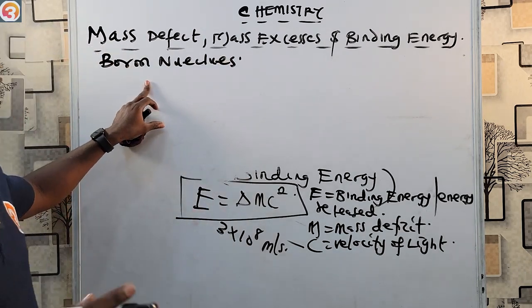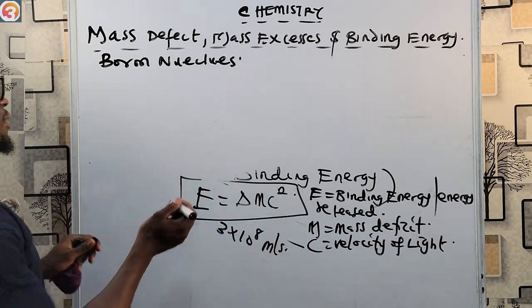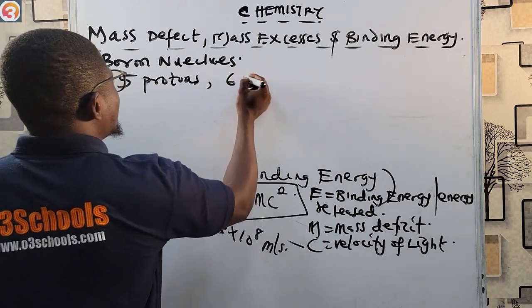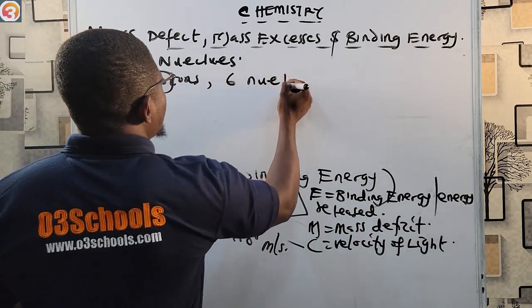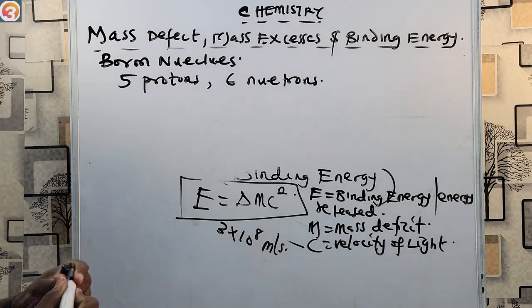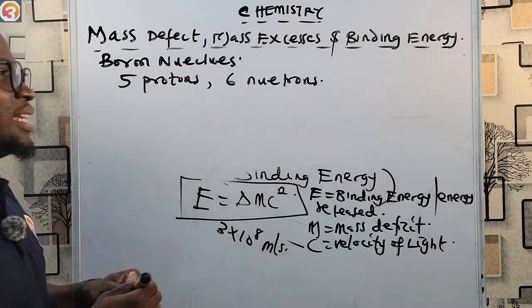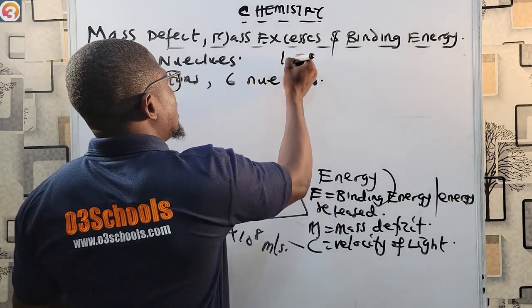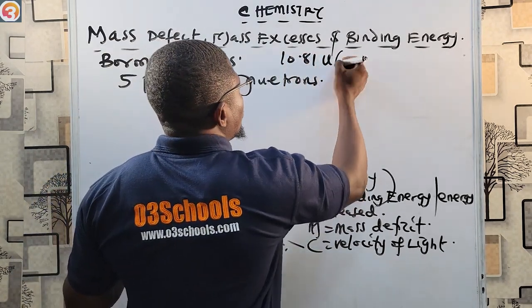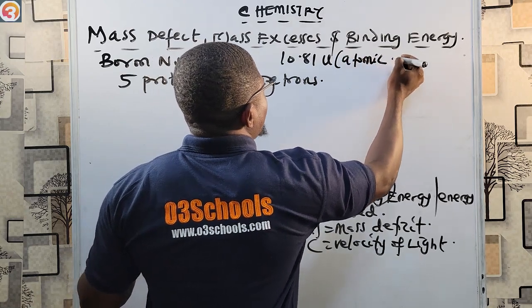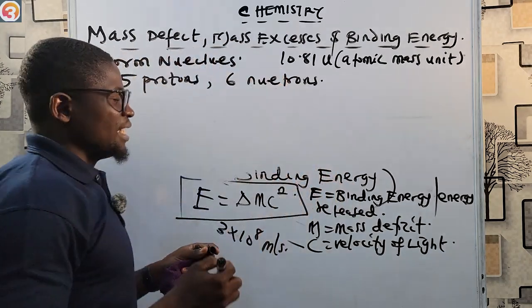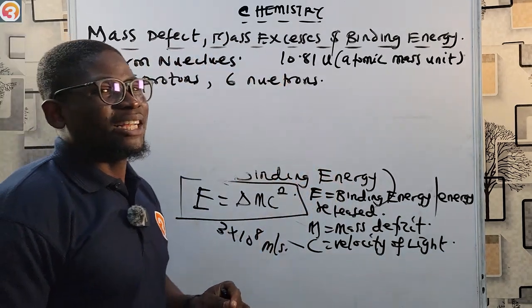How many protons and neutrons does boron have? Boron has 5 protons and 6 neutrons. And the actual mass of this boron is 10.81 unified atomic mass units, U. That is the actual mass of boron.